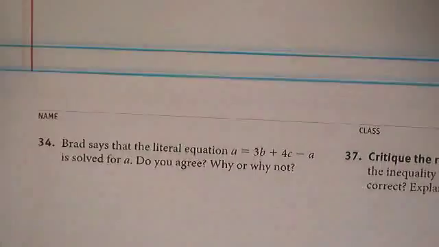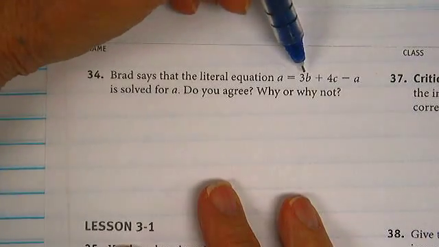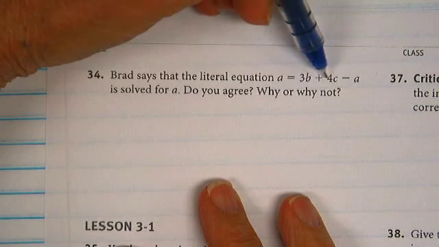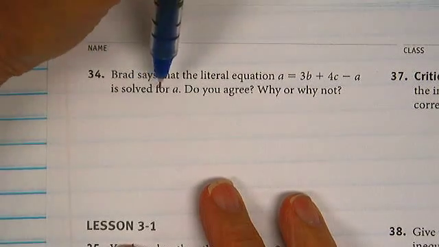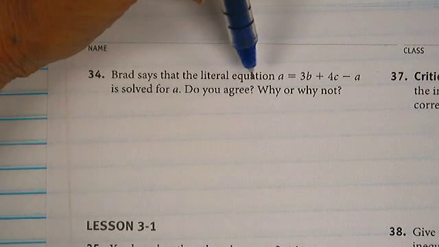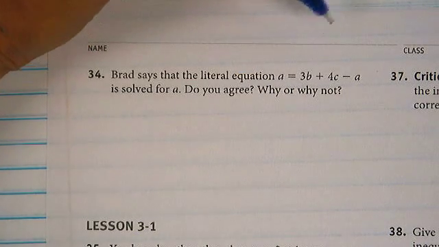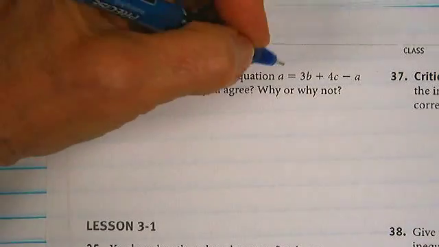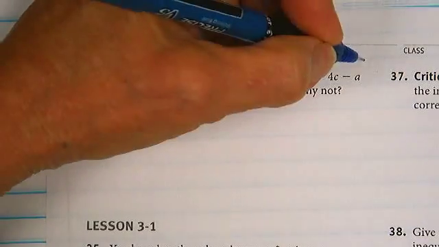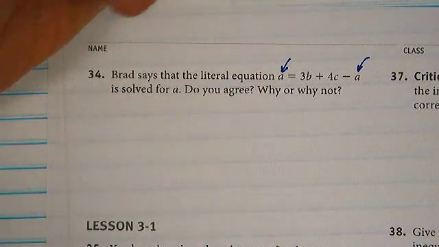Problem 34. Brad says that the literal equation A equals 3B plus 4C minus A is solved for A. Do I agree? Why or why not? This equation is not solved for A because we have an A on either side of the equal sign.